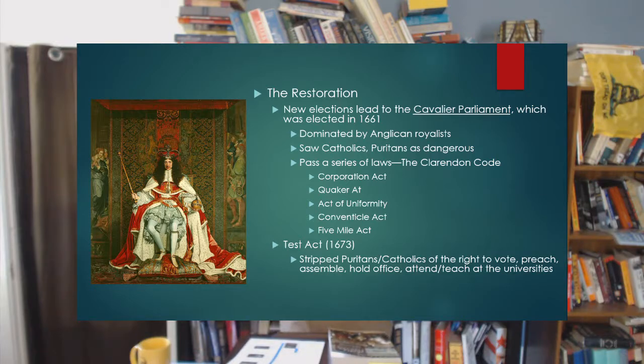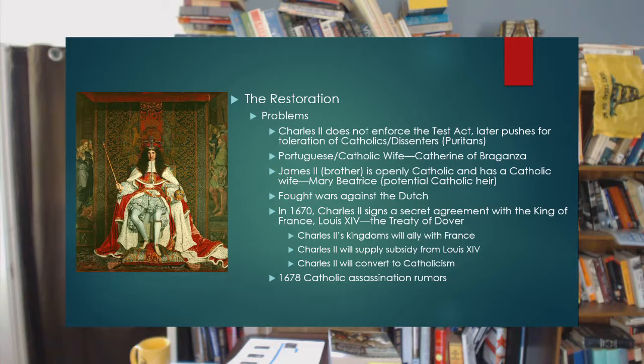They passed the Test Act in 1673. That says if you're a Puritan or a Catholic or some religious group other than Anglican, you don't have the right to vote, to preach, to assemble. You can't hold office. You can't attend or teach at a university. Now, Charles doesn't enforce the Test Act. He pushes for toleration for Catholics and dissenters. He has a Portuguese wife who's Catholic, Catherine of Braganza. James II, his brother, is openly Catholic. Charles II isn't Catholic, but his brother and his wife are.